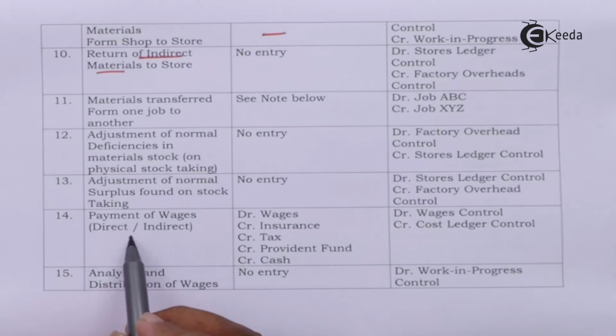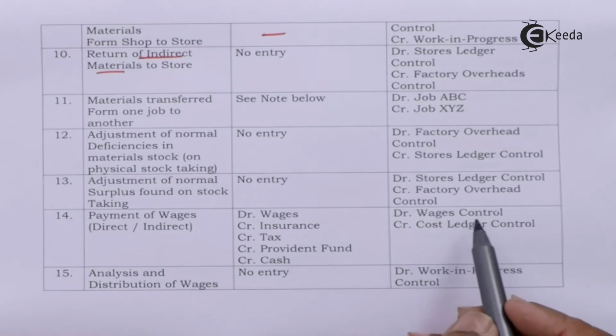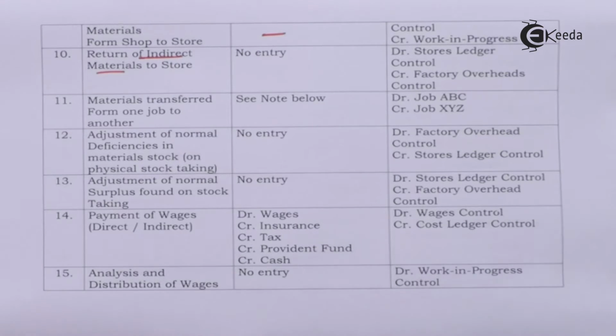Payment of wages, direct or indirect. Wages account debit to insurance, to tax, to provident fund, to cash in financial book. In cost book, wage control account debit to cost ledger control account. Analysis and distribution of wages, no entry is required in financial book.